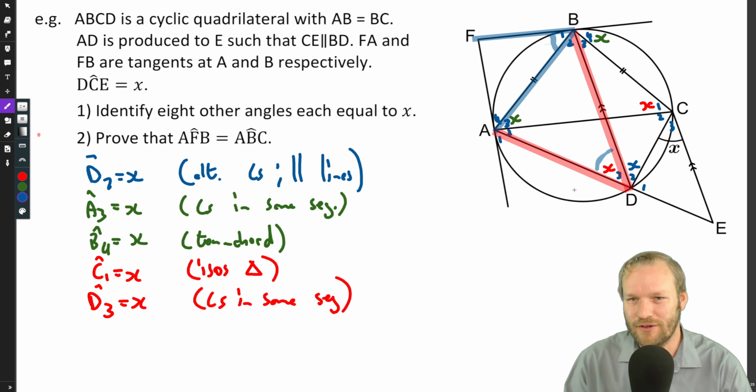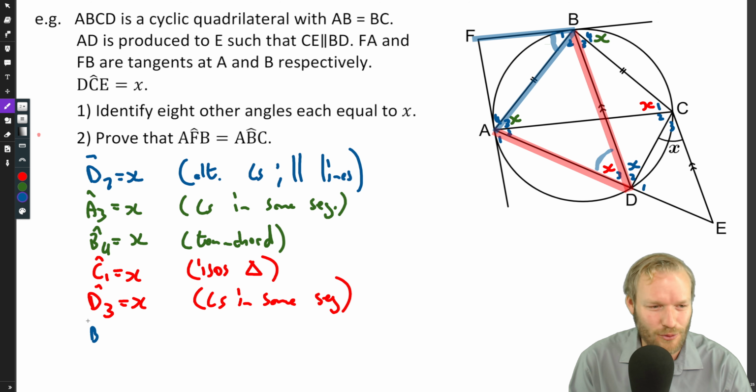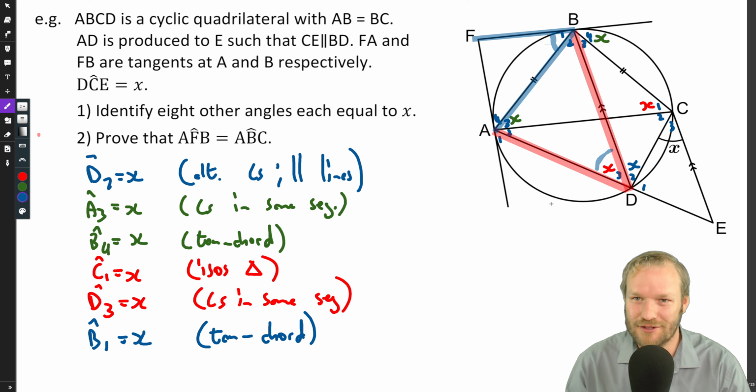So that looks like we've got B1, right? I've lost count of how many we've got. I'm just going to keep going until I run out of steam, which could be a little while. So yeah, brace yourself. B1 equals x because tan chord. Again, it's just tan chord. We're using it to find angles. So that angle there is x.